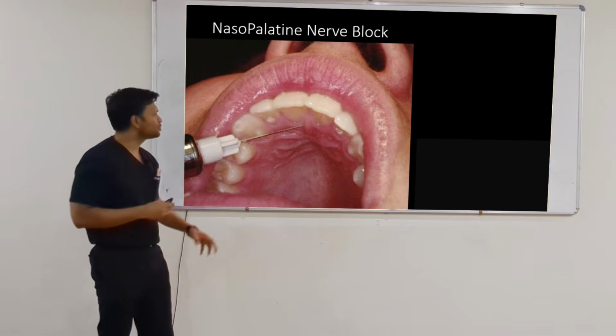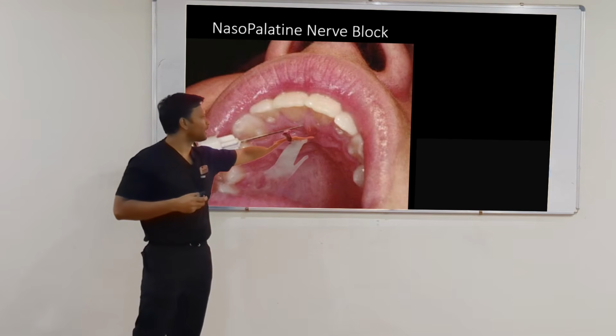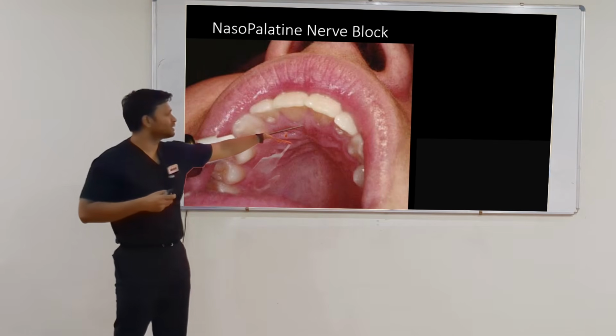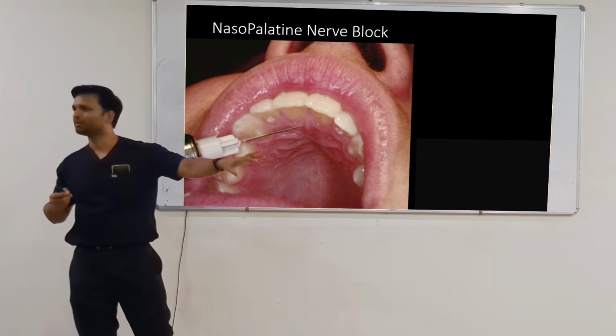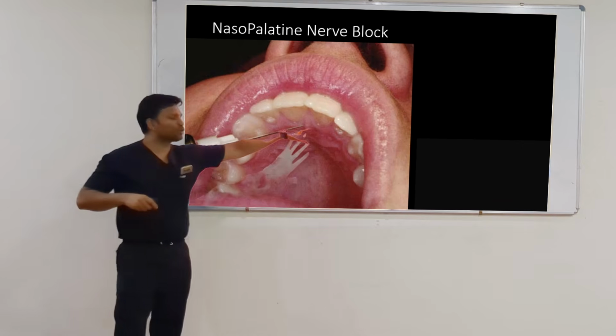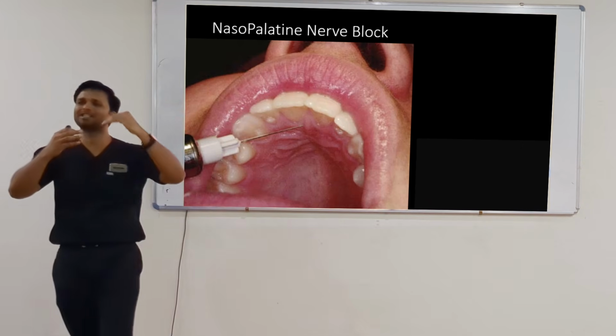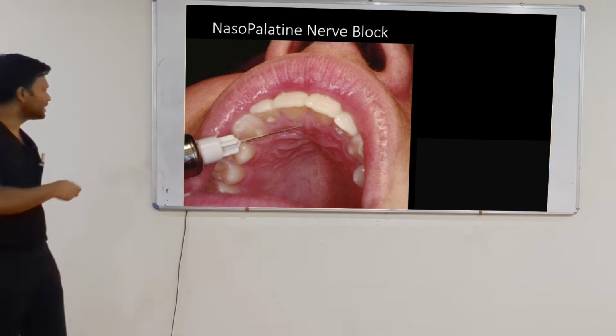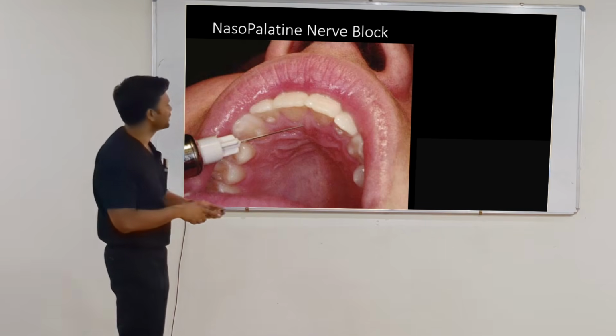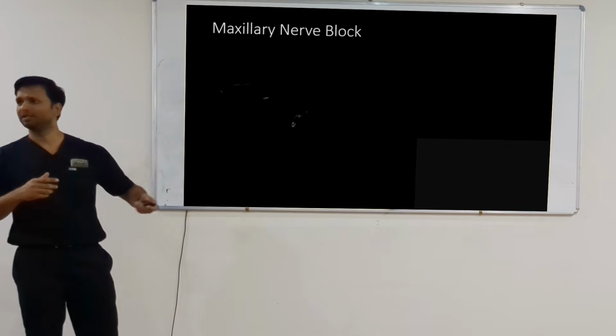Okay, so once you anesthetize this palatal papilla and incisive papilla, then you can insert the needle directly in the incisive papilla. Then the patient will not have pain because we have already anesthetized the papilla, the soft tissue. Then we can deposit the LA without any pain to the patient with multiple needle penetration.